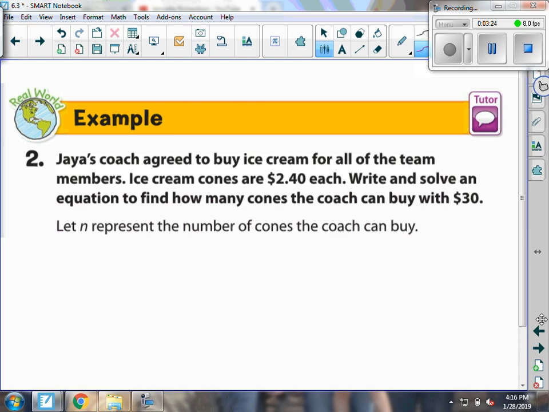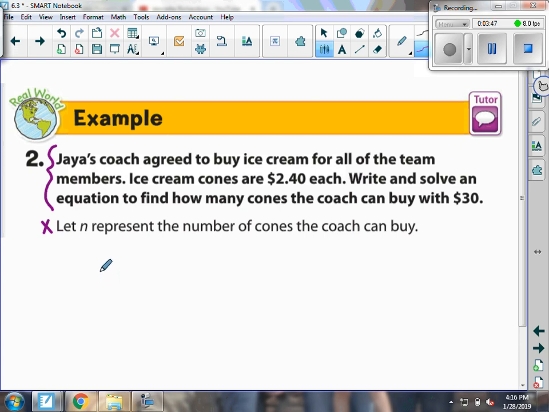Copy this down, please. As coach agreed to buy ice cream for all of the team members. Ice cream cones are $2.40 each. Write and solve an equation to find how many cones the coach can buy with $30. So you don't need to write this part down, but make sure that you have this in your notes, please. Okay, pause this if you need more time to copy that down.